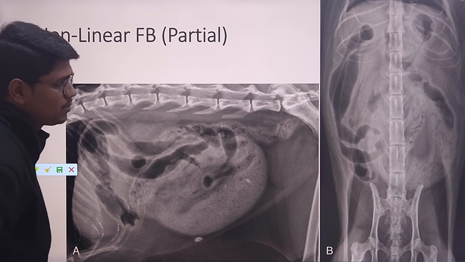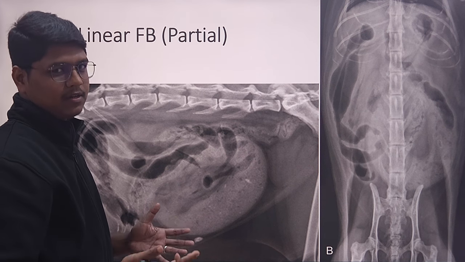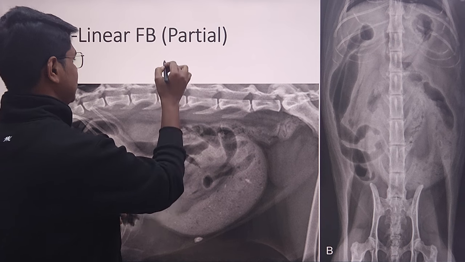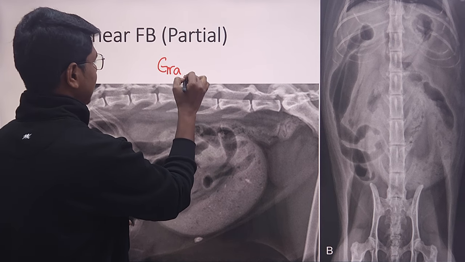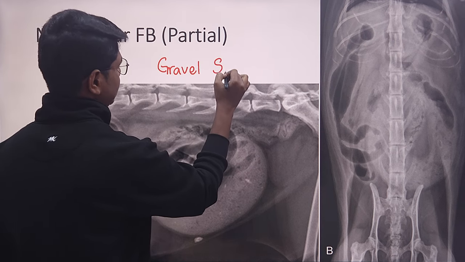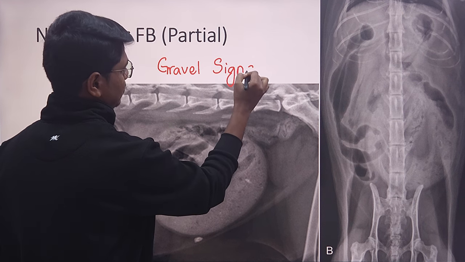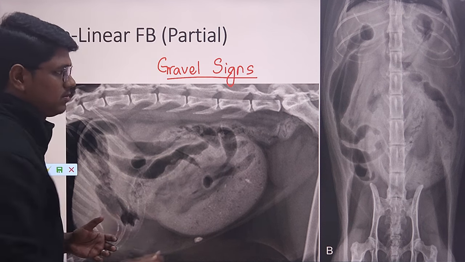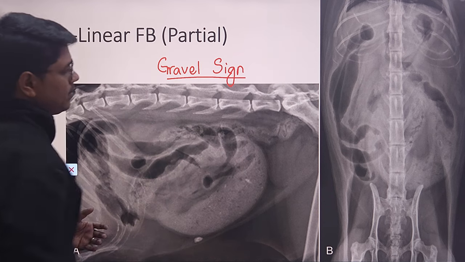Okay, next we will go for the partial obstruction. In case of partial obstruction, it's a very common question they might ask you: the gravel sign. Gravel sign, in exams maybe you get a question, gravel sign. Okay, what is gravel sign?